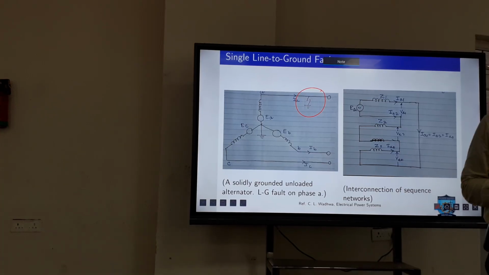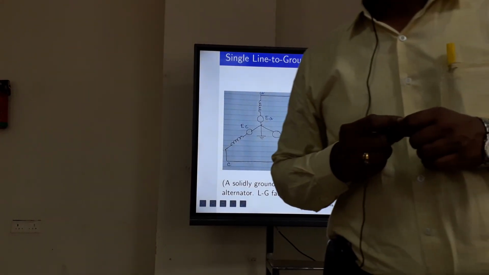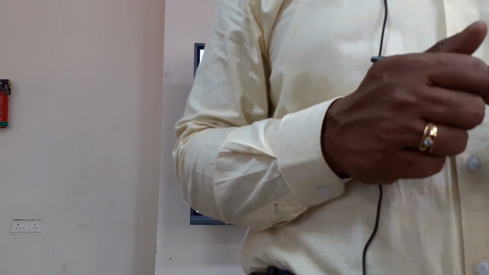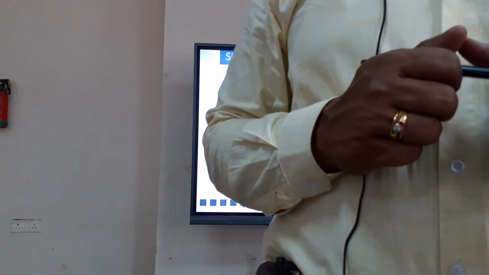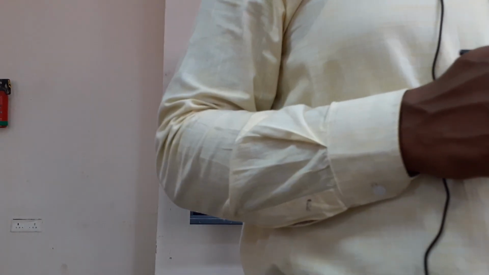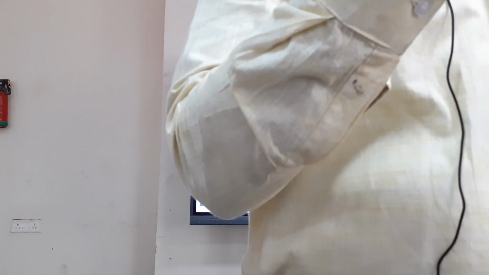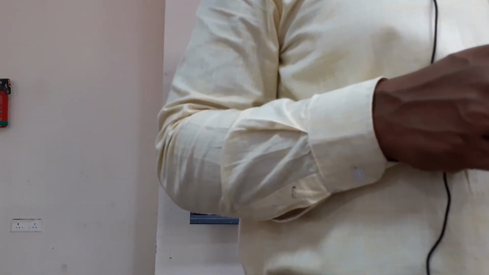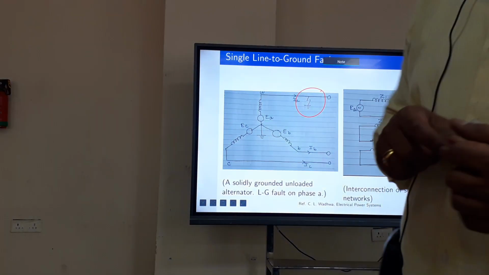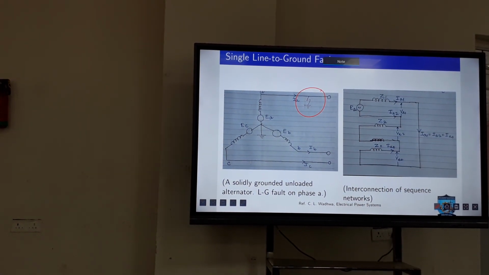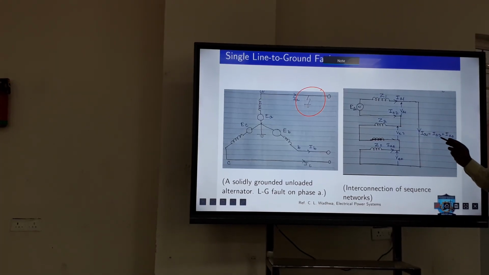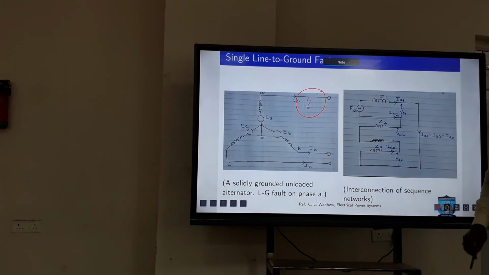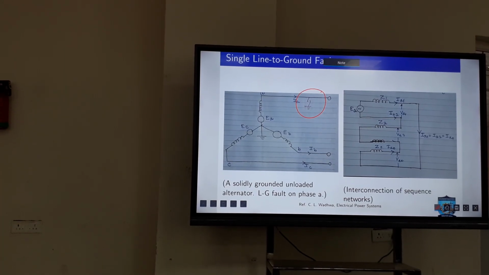Wherefrom you will get Z1, Z2 and Z0, the positive, negative and zero sequence impedances? From the generator nameplate. It can also be obtained experimentally. So draw this equivalent network, all of you. Draw the network.